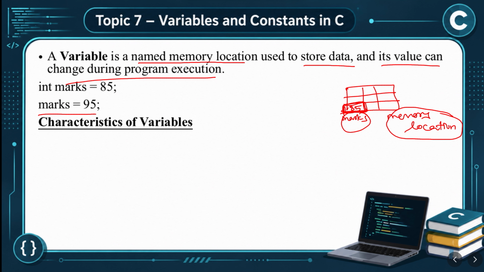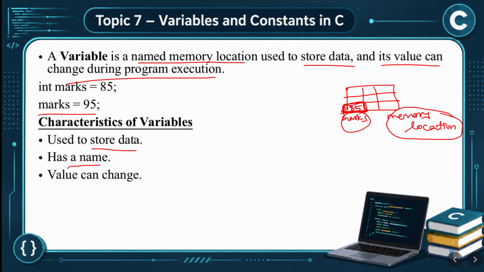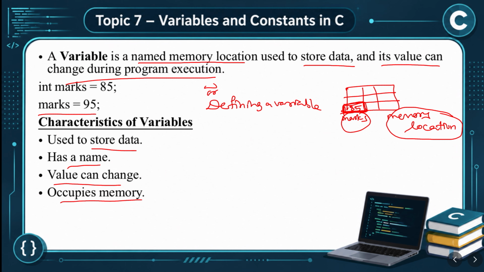Let us see the characteristics of variables. Firstly, as I told, it is used to store data. It has a name. Its value can change. It occupies memory. Okay, hope that is clear. There's one more thing you need to remember here. In a C program, there are two things. One is defining or declaring a variable. In the first line, if you are just saying int marks, we call this defining a variable or declaring a variable. I am declaring a variable marks of type integer.